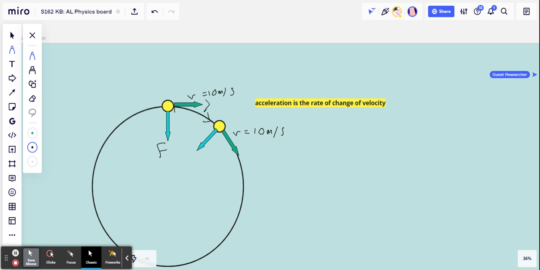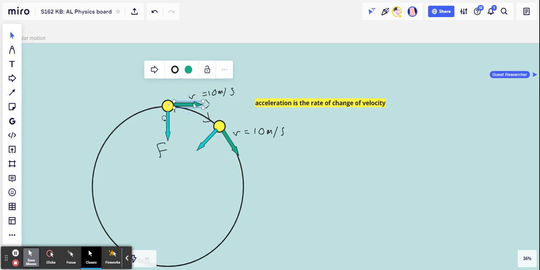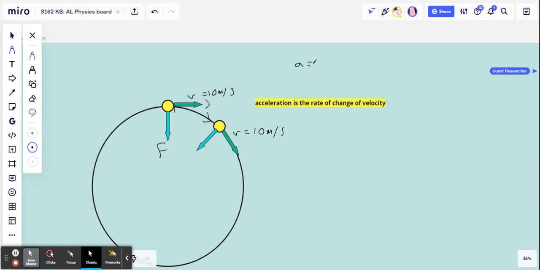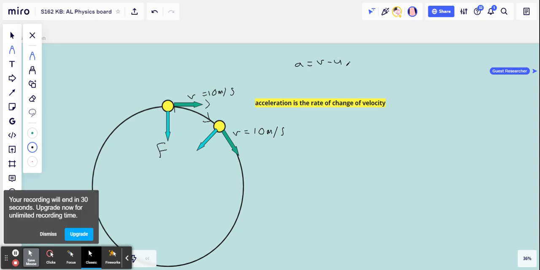In terms of the speed, nothing's changed because the size of the velocity is still 10 meters per second. But let's actually look at how we would calculate the change. We know that acceleration is equal to the change in velocity, so the final velocity minus the initial velocity, divided by time. I'm going to call this one u, and that one v. Then we're going to calculate the change in velocity, which you'd think would just be 10 take away 10 over t, but it's not going to be that, and I'll show you why in a moment. I'm just going to chop this up into a second video though.